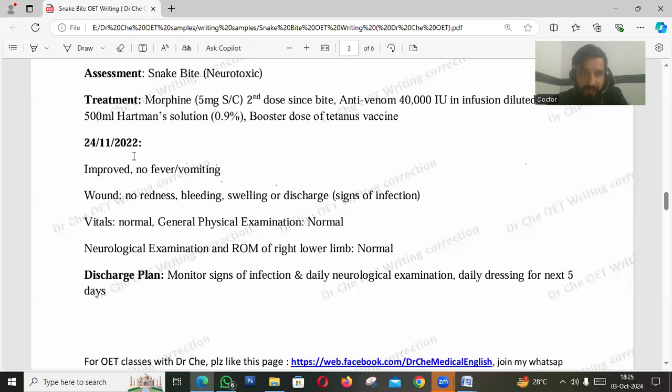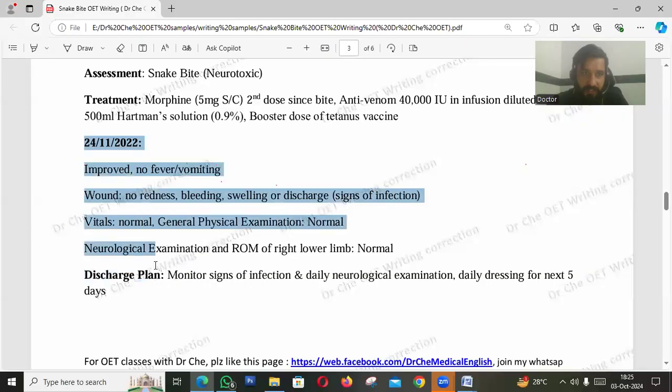On this date, there was improvement, and the patient had no fever or vomiting. About the wound, there was no redness, bleeding, swelling, or discharge. Vitals were normal, examination was normal, and neurological examination and range of motion were normal. And this is the discharge, and this is the date. This is the same date you are going to discharge the patient, the 24th.